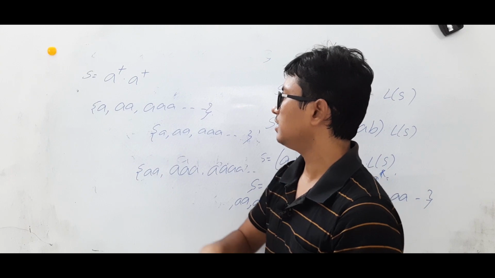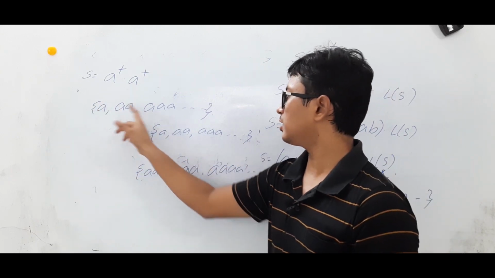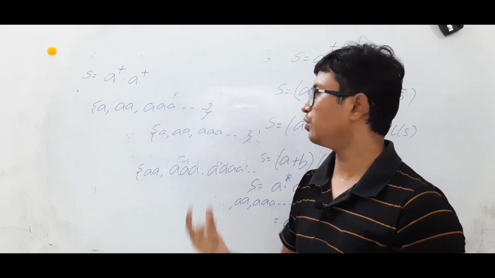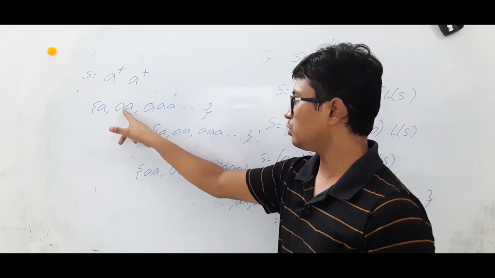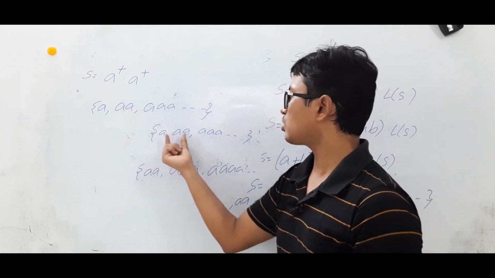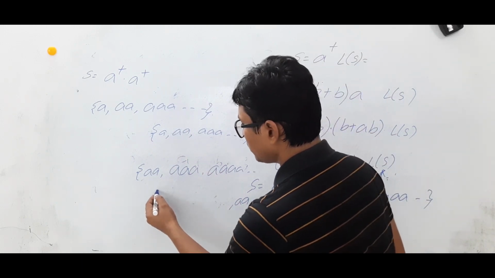Now see, please listen. Single A concatenated with single A, you will get 2 A's. Single A concatenated with 2 A's, you will get 3 A's. Single A concatenated with 3 A's, you will get 4 A's. All these things. Now if you see 2 A's concatenated with A, you will get 3 A's. It is already there. 2 A's concatenated with 2 A's, you will get 4 A's. So what can I say? Will it be A plus?